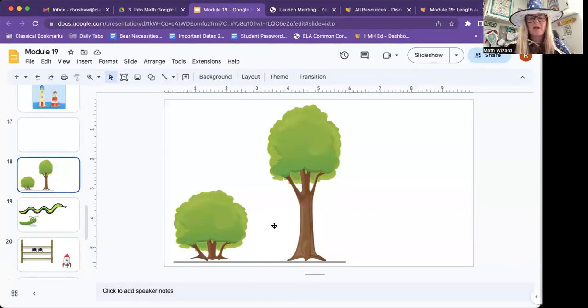So this here is describing height. The height is your distance from the top to the bottom. Would you say the height is greater on which tree? Does this tree have a greater height or this one? When I say greater, which one has a longer distance? It's more distance from top to bottom.